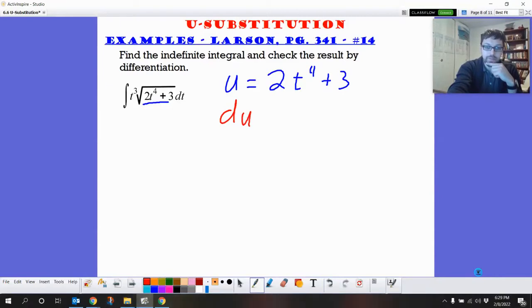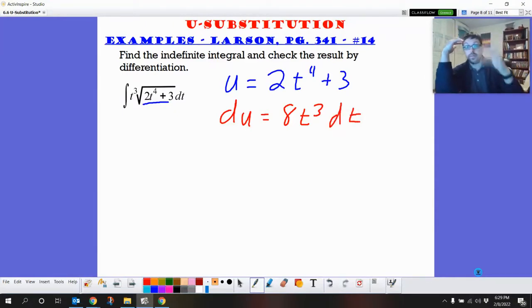Then we do the derivative of this thing, and we get 8t to the third plus nothing, as we do the derivative of 3. And then we get dt, because I'm finding the derivative with respect to t. But uh-oh. In the problem that we have, it seems that there is an 8 missing. We've got a dt, we've got a t cubed, but we don't have this 8.